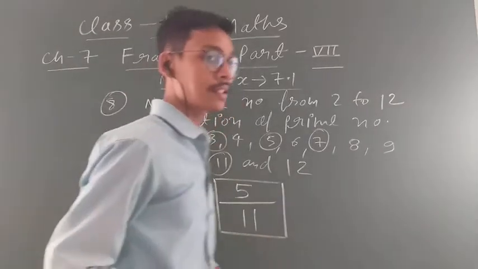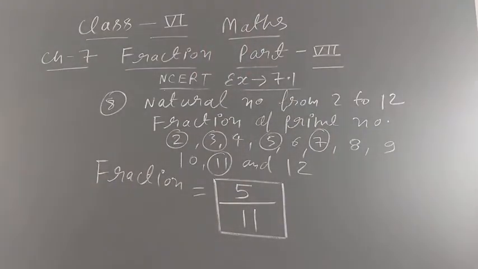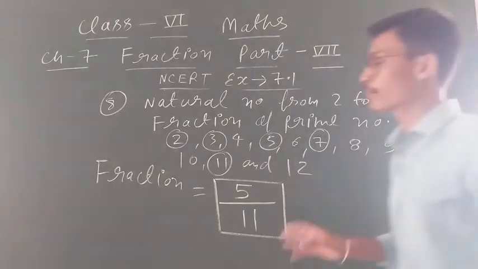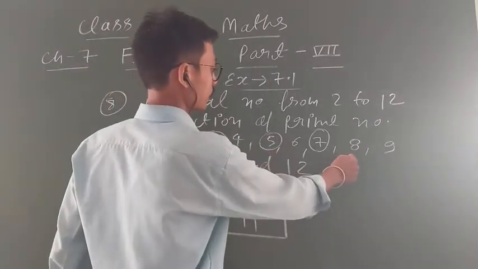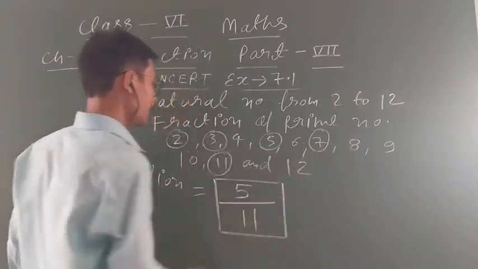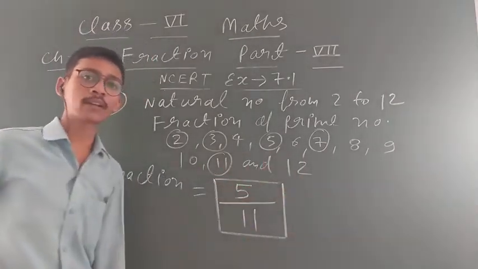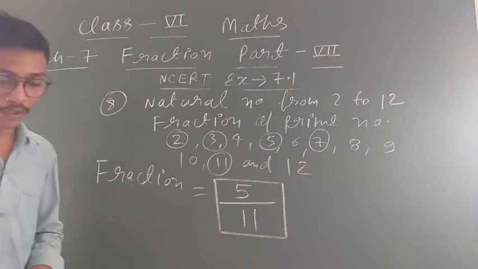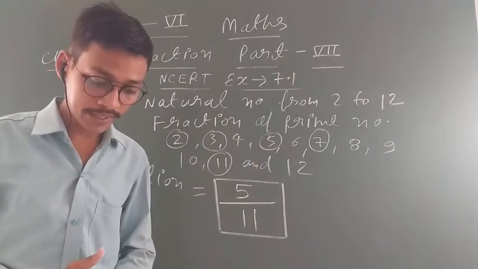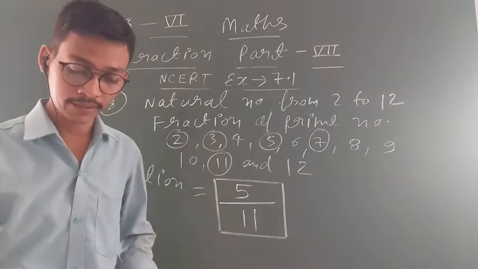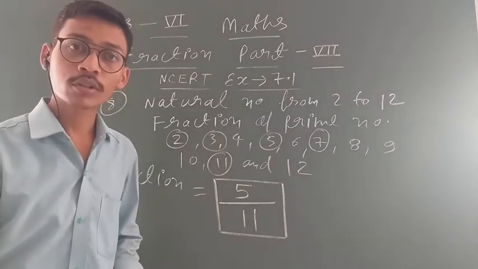Now, student, see, this is one question. It may be possible the examiner will ask you what is the fraction of composite numbers? So, first you will find out the composite numbers. How many composite numbers are there? One composite number 4, second 6, third 8, fourth 9, 10, 12. Then again you will find the fraction. The same process you will apply. Now, all questions are based on the same pattern. You will do this question yourself.